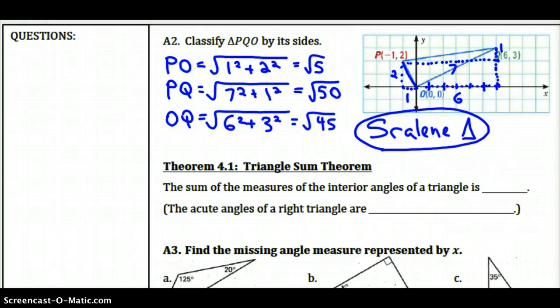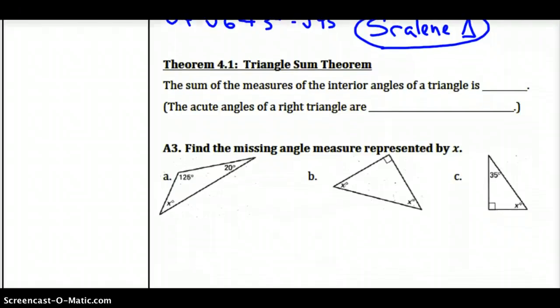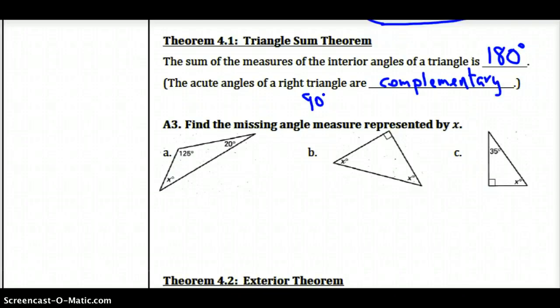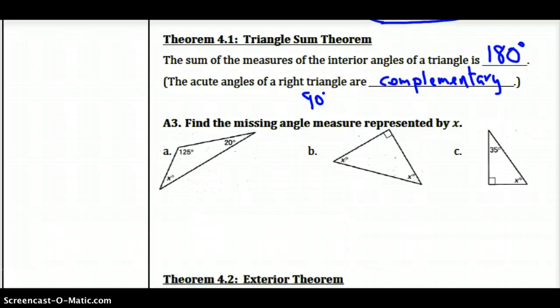Now we're going to go into a couple of theorems. In the triangle sum theorem, which you may have heard of before, the sum of the measures of the interior angles of a triangle is 180 degrees. We did an activity on this in the formal lesson. Acute angles of a right triangle: a right triangle has a 90 degree angle, so the acute angles leave 90 degrees behind, so those would be complementary. That's a corollary of this theorem, so it's kind of a side theorem to this, so to speak.